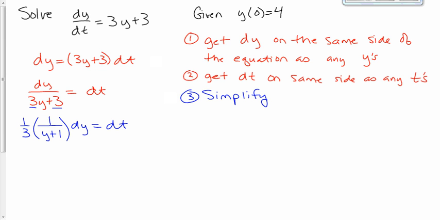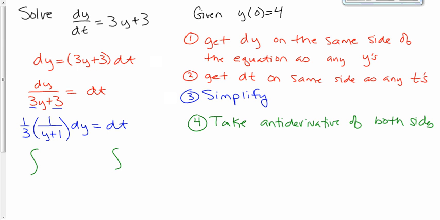So from here, what I want to do is I want to take the antiderivative of both sides, because I still have this dy, I still have this dt, and that's how I can get rid of those, so to speak. So I'm going to leave the 1/3 actually on the outside of my integral symbol. It's just a constant and it doesn't need to be on the inside. I don't have to have it there.